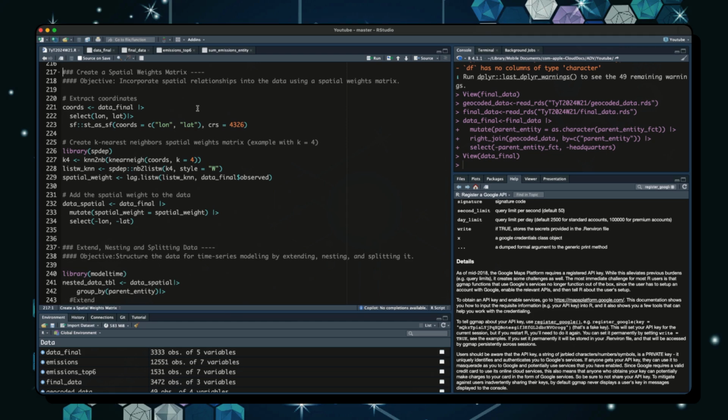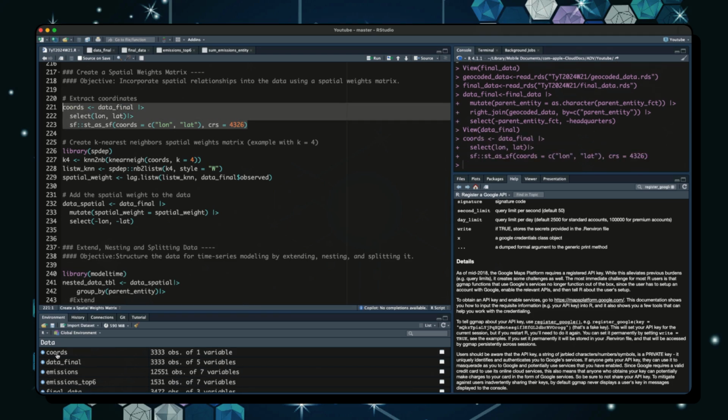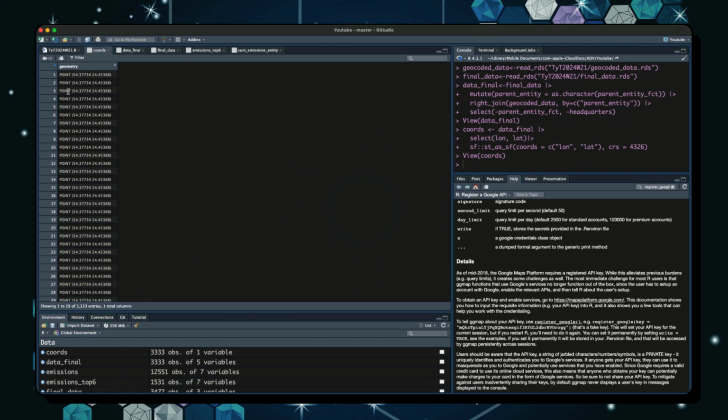So to create our KNN weights, we need two functions. We need knearneigh and knn2nb. So let's start by creating that dataset with only the coordinates. We extract the coordinates of our final dataset, select only longitude and latitude, and create an SF object with it.